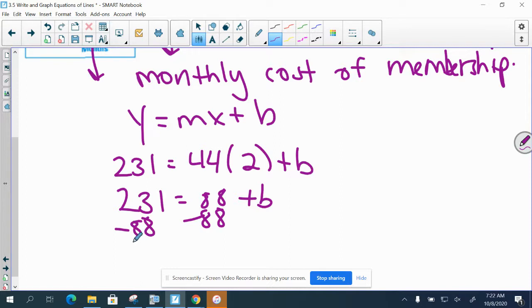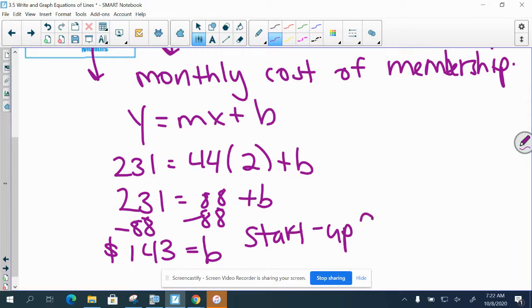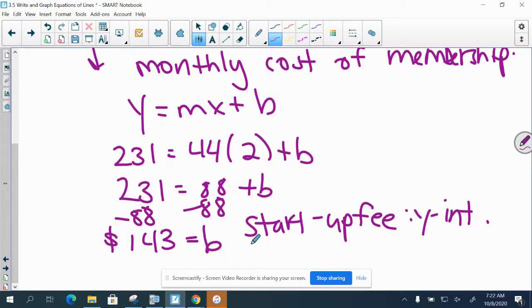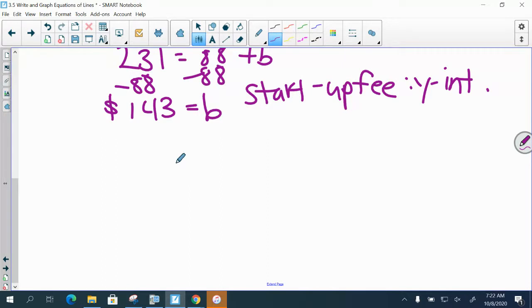And I'm going to cheat and look at the answer key, 143. So then 143, what would that represent? That would represent the startup fee. It's your y-intercept. Okay, so then let's write the total equation of the line. It would be y equals 44x plus 143.